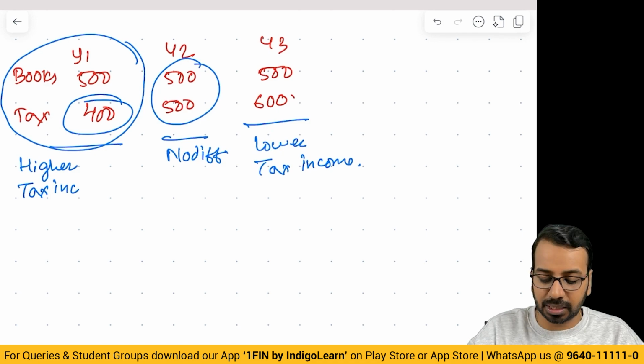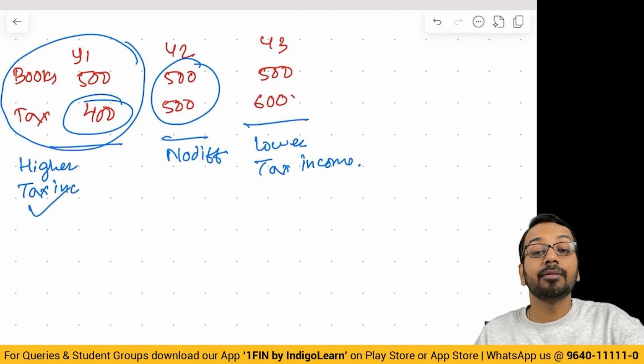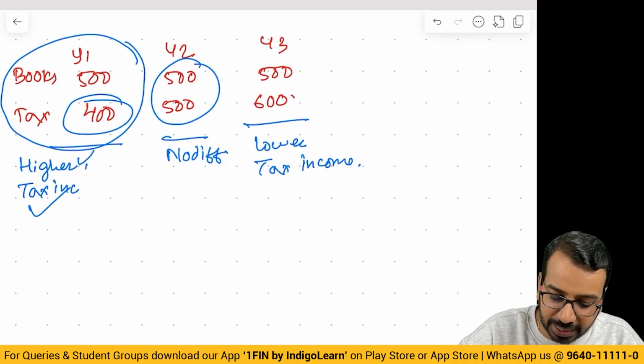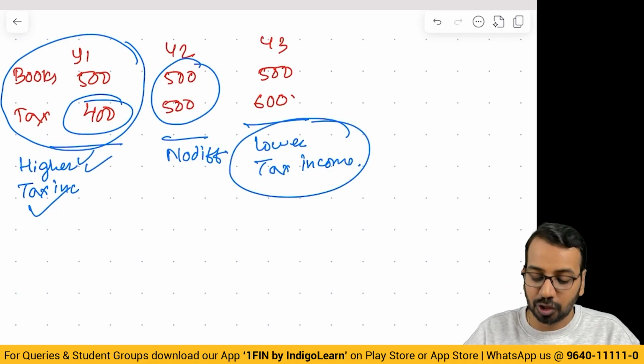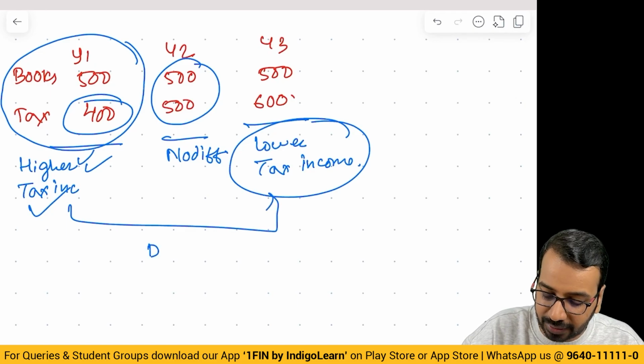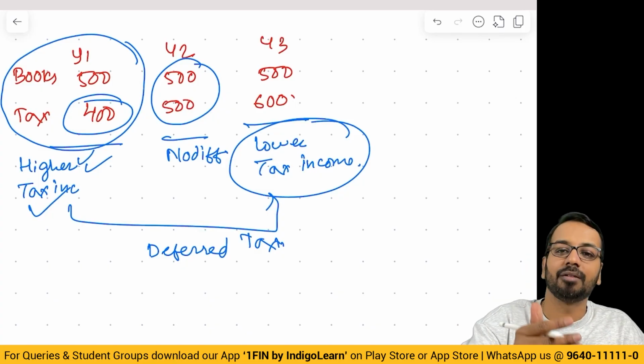Because of this difference, in the 1st year, I had to pay a higher tax. But in future, because I have paid higher tax here, in the 3rd year, I have to pay a lower tax. So this is called deferred tax. Deferred tax means for the future, shifting it to the future.